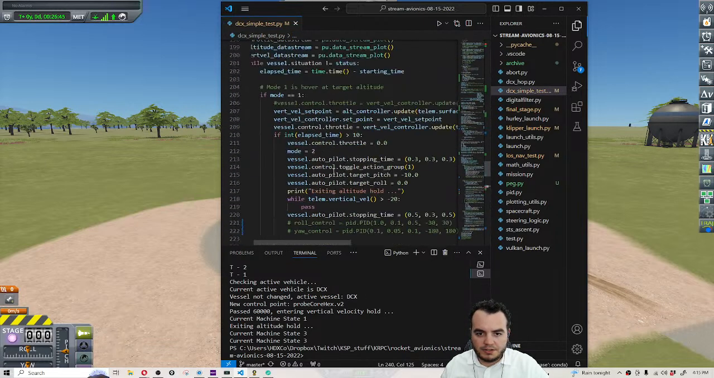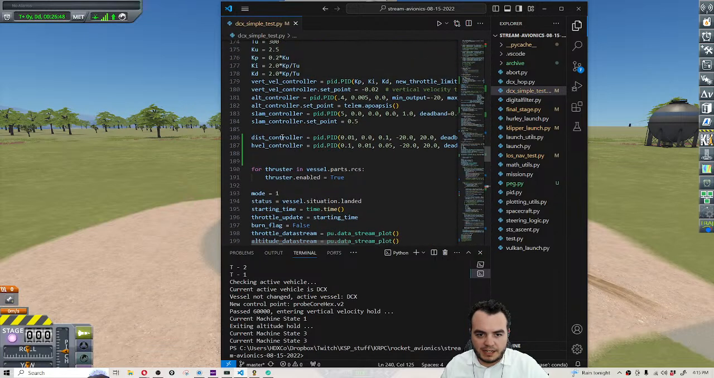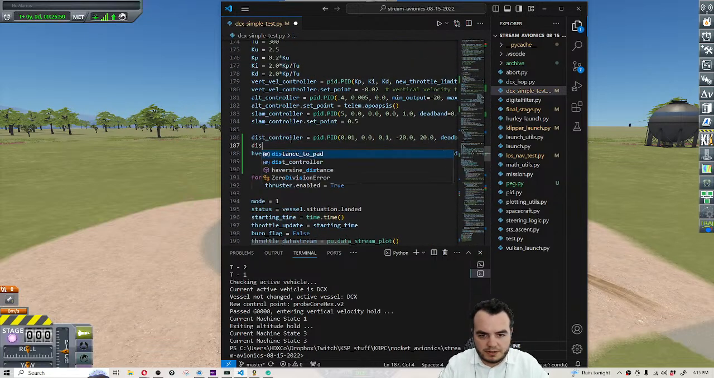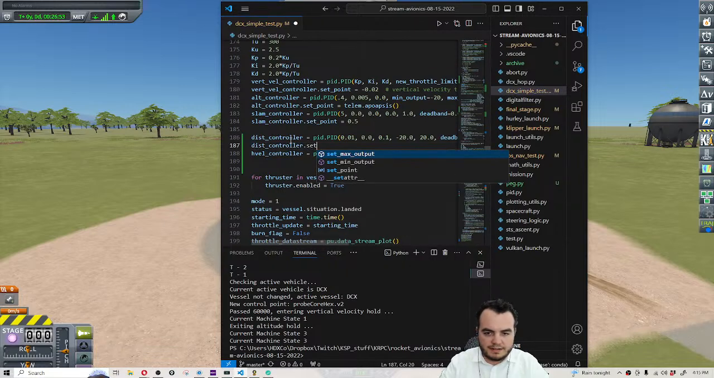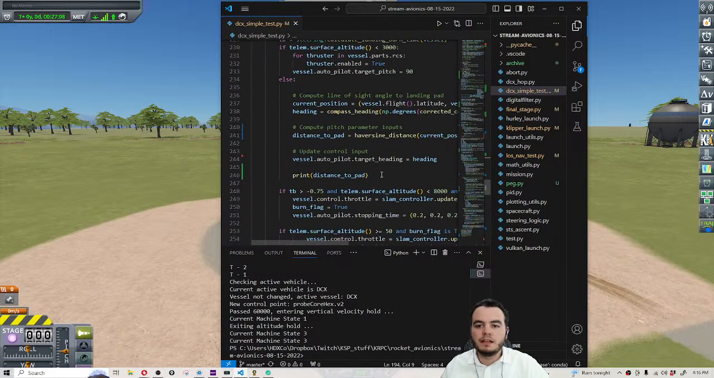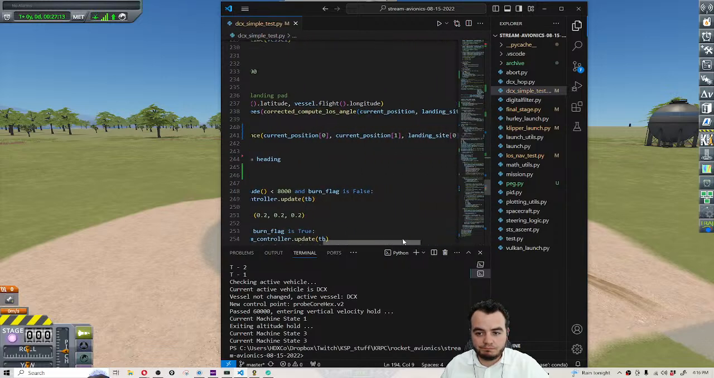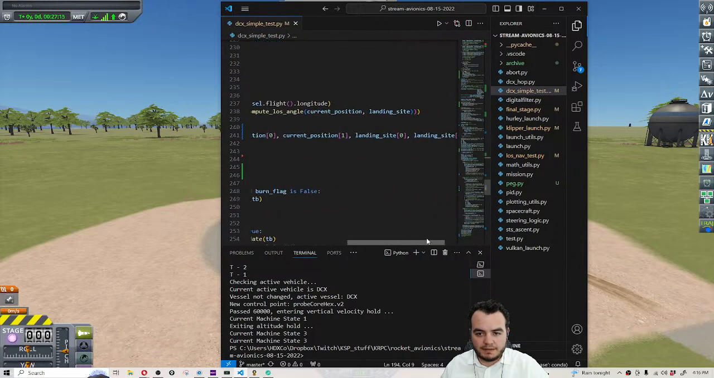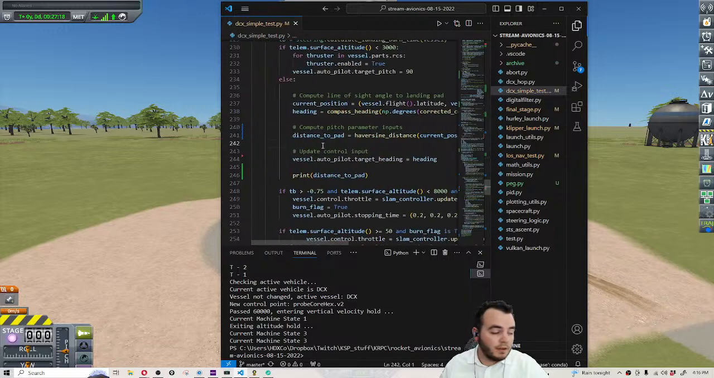And you know what we could do way up here before we even get into it is we want our distance controller set point to be equal to 0. And we want the same probably for our HVEL controller set point equal to 0. All right. Not bad. Not bad. 0, 1, 0, 1. Okay. So I think that might be good enough for now.